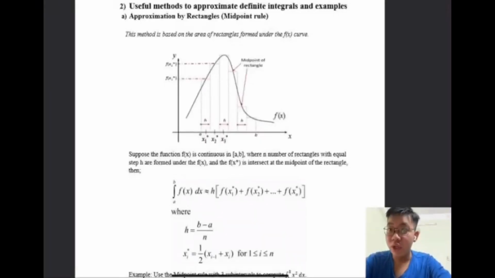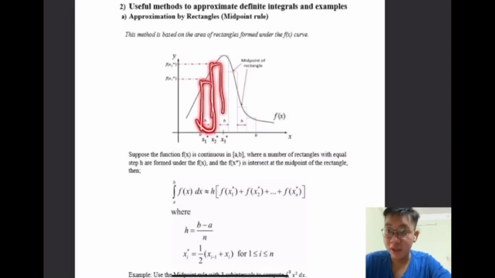Next, we will introduce some useful methods to approximate definite integrals and examples. First, approximation by rectangles with the midpoint rule. This method is based on the area of rectangles found under the f(x) curve.